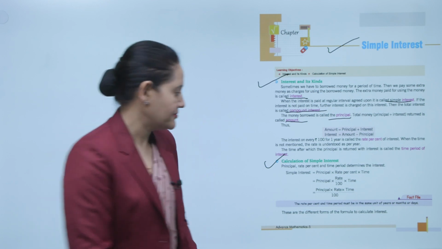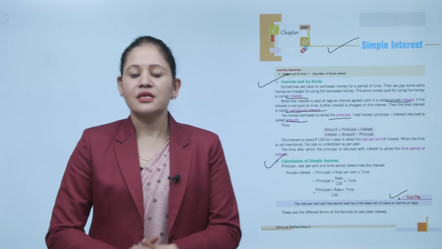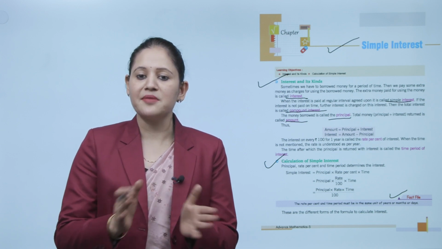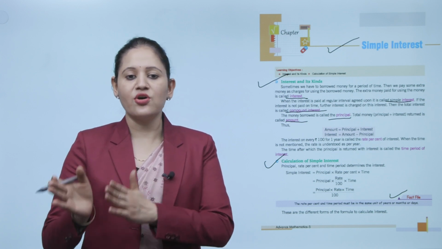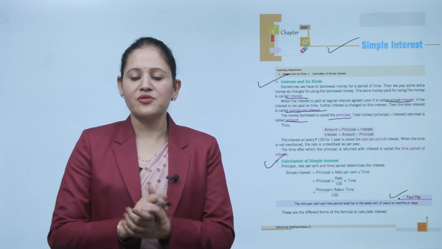Next is the fact file. The rate percent and the time period must be in the same unit, either years or months or days. These are the different forms of formulas to calculate interest.